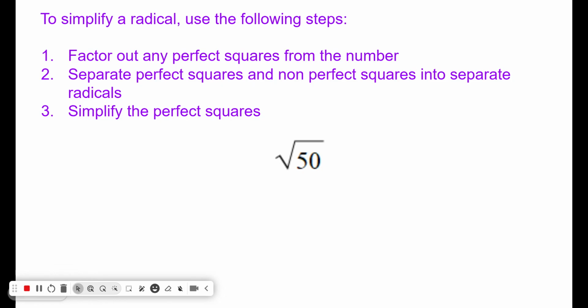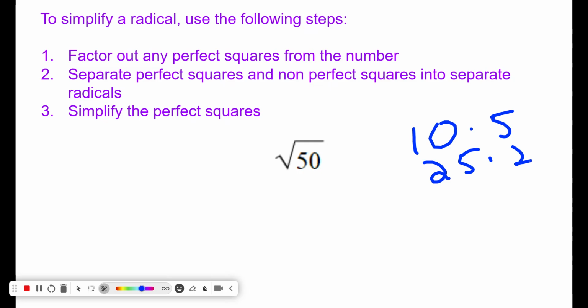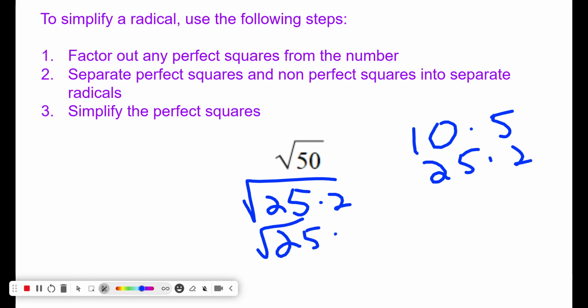So the square root of 50. This is not a perfect square, but we do see perfect squares in it. If you're thinking to yourself, okay, 50, I know that it could be 10 times 5, but there's no perfect squares there. What about cutting it in half? 25 times 2, boom, there we have one. The square root of 25 times 2 does equal the square root of 50. Square root of 25 times the square root of 2 would leave us with 5 times the square root of 2, and that would be its most simplified form.